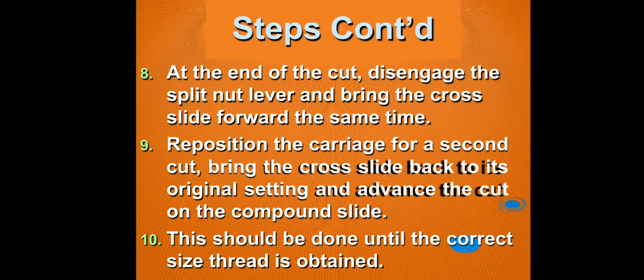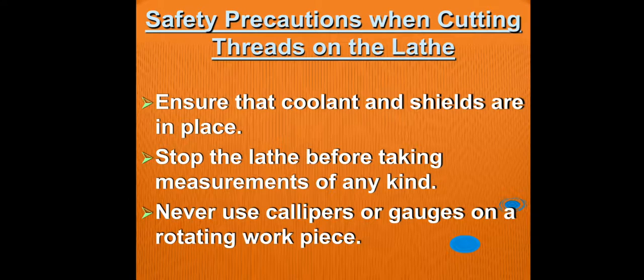And another step is at the end of the cut, disengage the split nut lever and bring the cross slide forward at the same time. And next step is reposition the carriage for a second cut. Bring the cross slide back to its original setting and advance the cut on the compound slide. And this should be done until the correct size thread is obtained.